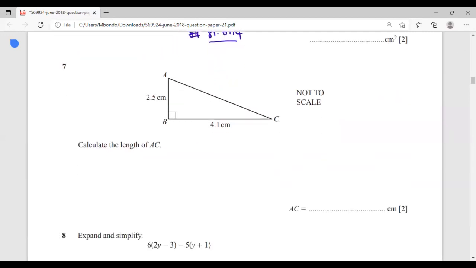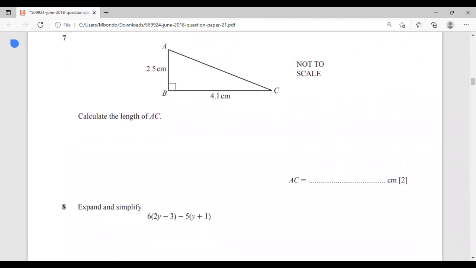Okay, we have the question here. Calculate the length of AC. AC is this part. As you may see, this is a right angle triangle, so we're supposed to use Pythagoras Theorem. Pythagoras Theorem states that AC squared is equal to AB squared plus BC squared, isn't it?